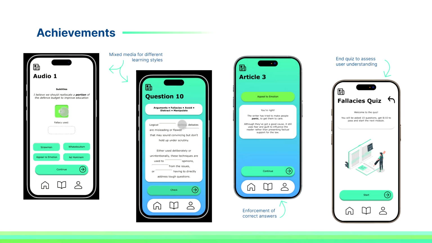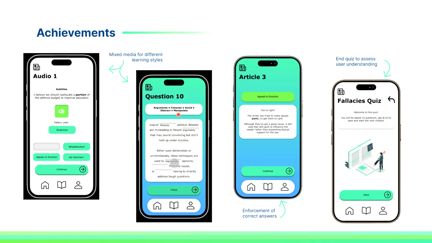Testers displayed clear preferences for different learning styles, so audio and written activities were included. The audio was created with AI voiceovers for two debaters that each say one line. The user has to decide which fallacy is being used in the argument by clicking and dragging the correct fallacy name, and of course subtitles are available for those with hearing difficulties.